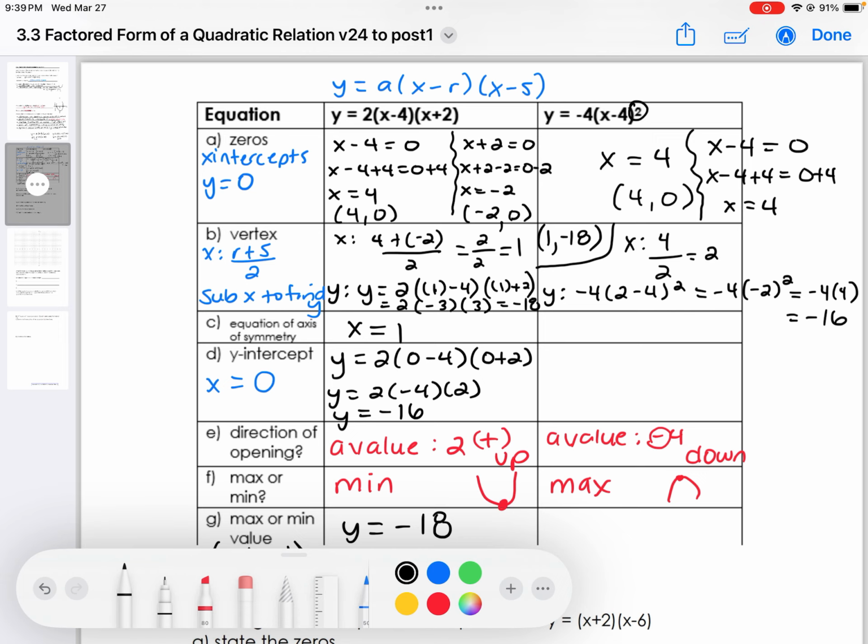So again, go down here. Our optimal value is -16. Our axis of symmetry is x equals 2. The vertex is 2, -16.